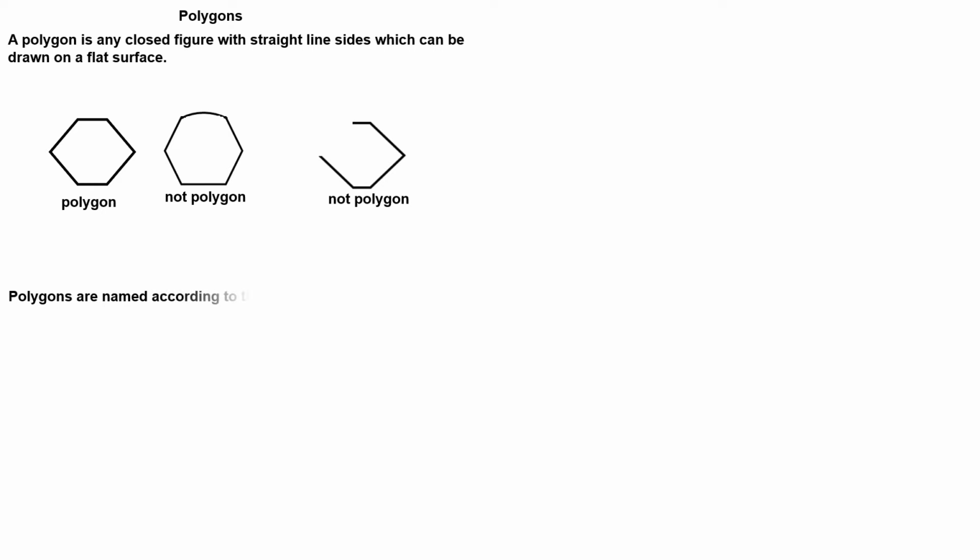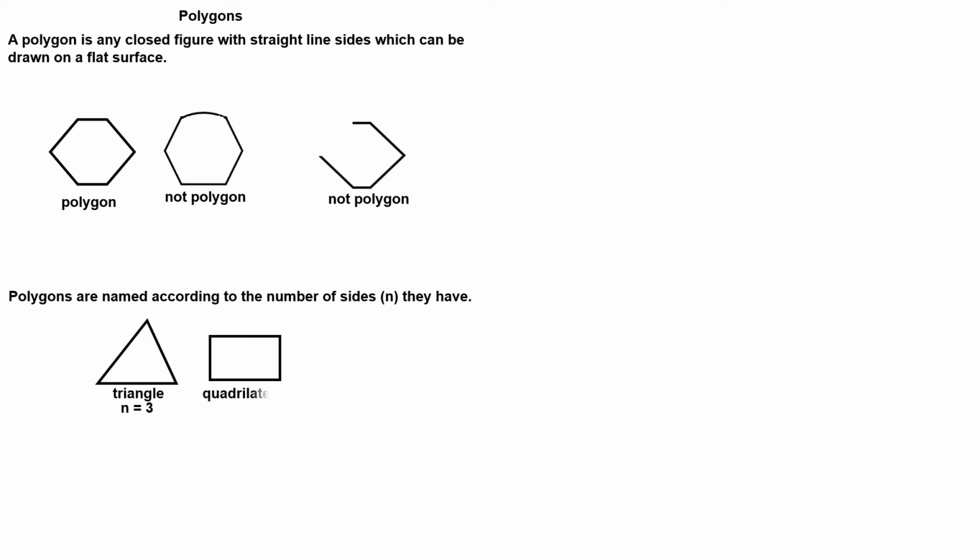Polygons are named according to the number of sides they have. A triangle is a polygon with 3 sides. A quadrilateral is a polygon with 4 sides. A pentagon is a polygon with 5 sides. The building which houses the United States Department of Defense is called the Pentagon since it has 5 sides.